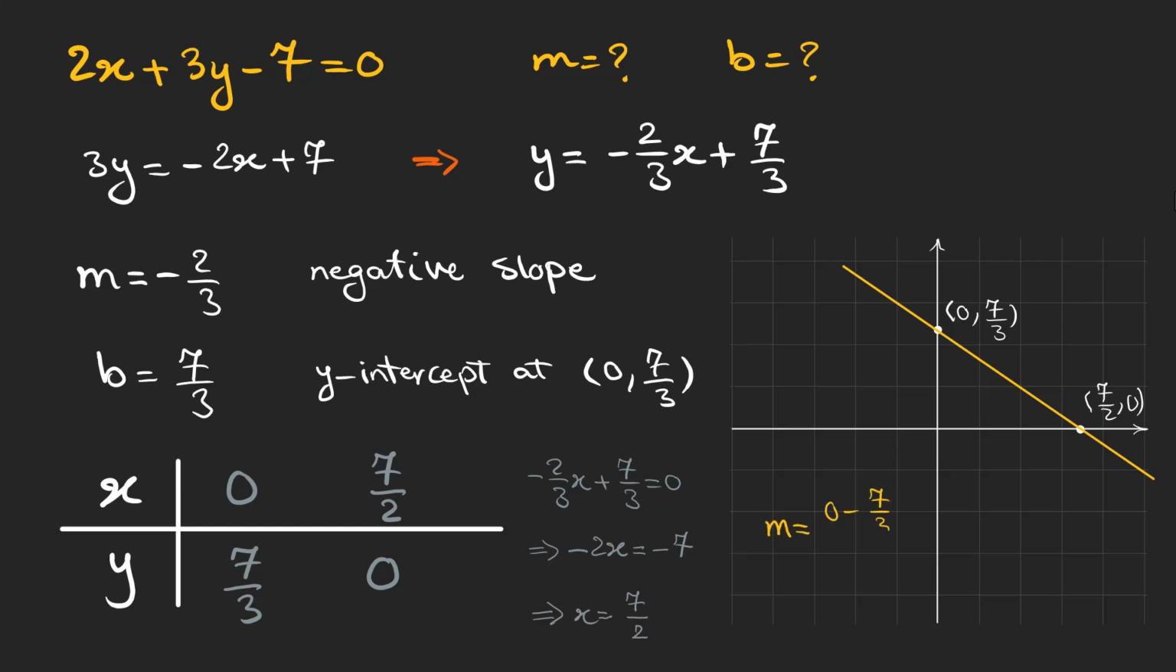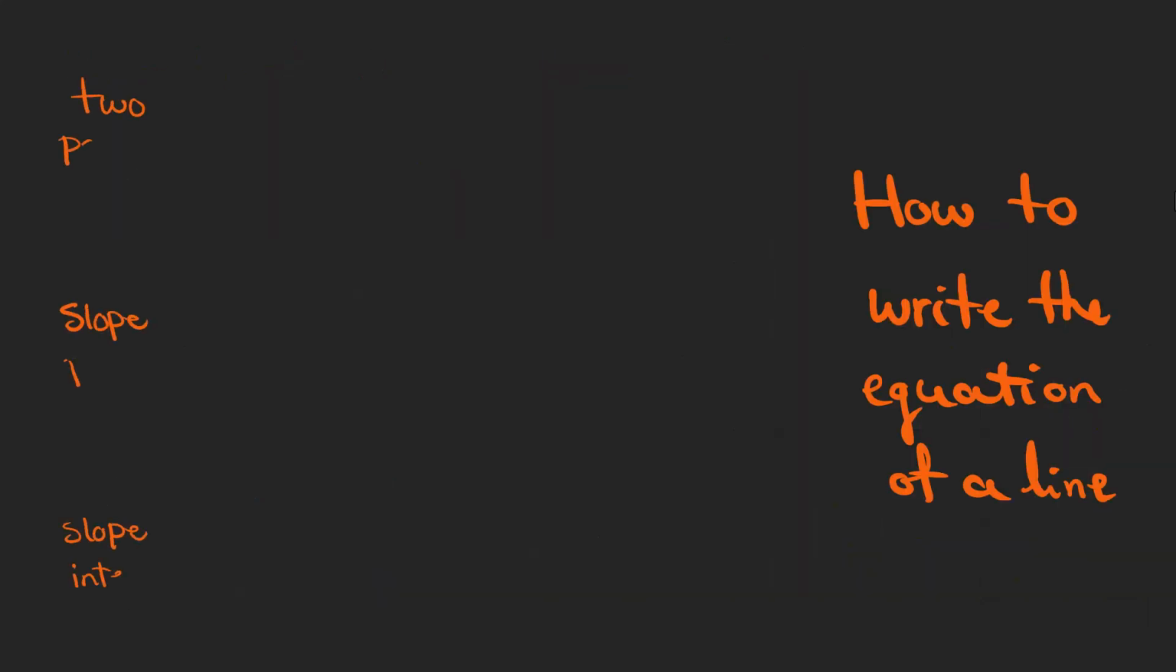Now let's take these 2 points and find the slope again, and we will see that it's still minus 2 over 3. We can actually write the equation of a line when we have 2 points, when we have a slope and a point, and when we have a slope and the intercept. And you know that the intercept is another point.